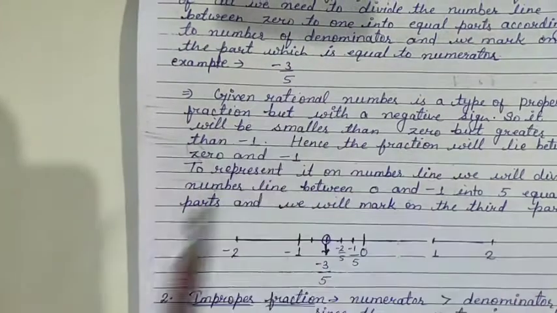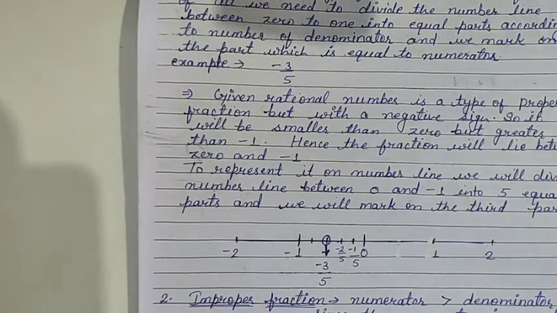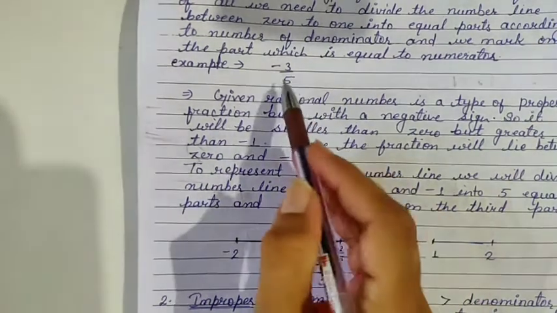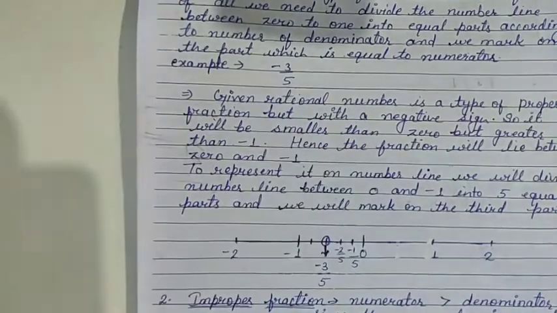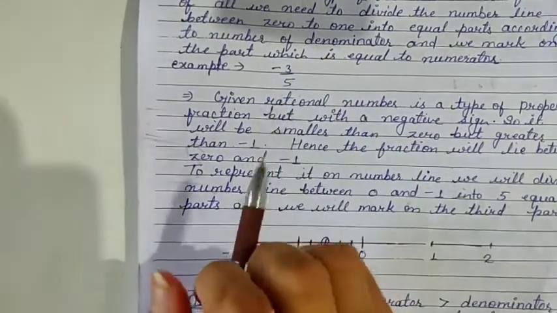-3 upon 5 is a negative rational number, so it will lie between 0 and -1. We will divide the number line between 0 and -1 equal to the number of denominators, and we will mark on the part which is equal to numerator.